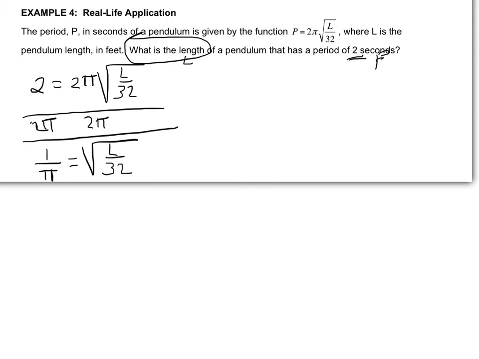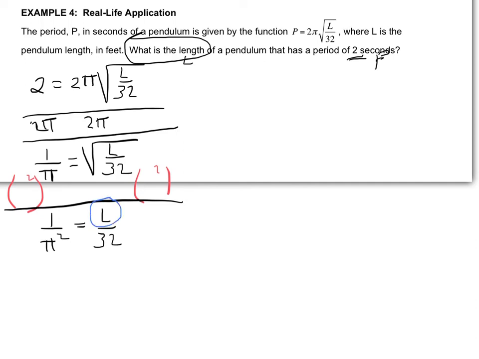This is where I want to think about squaring both sides. So I put my little square on both sides, and then I can follow through. It's going to give me now 1 squared, which is 1 over pi squared. And on the other side, now we've freed up the expression underneath, or the radicand underneath, to get it to be L over 32. So at this point, what I'm trying to do, remember, is we are trying to isolate L. That's our ultimate goal here.